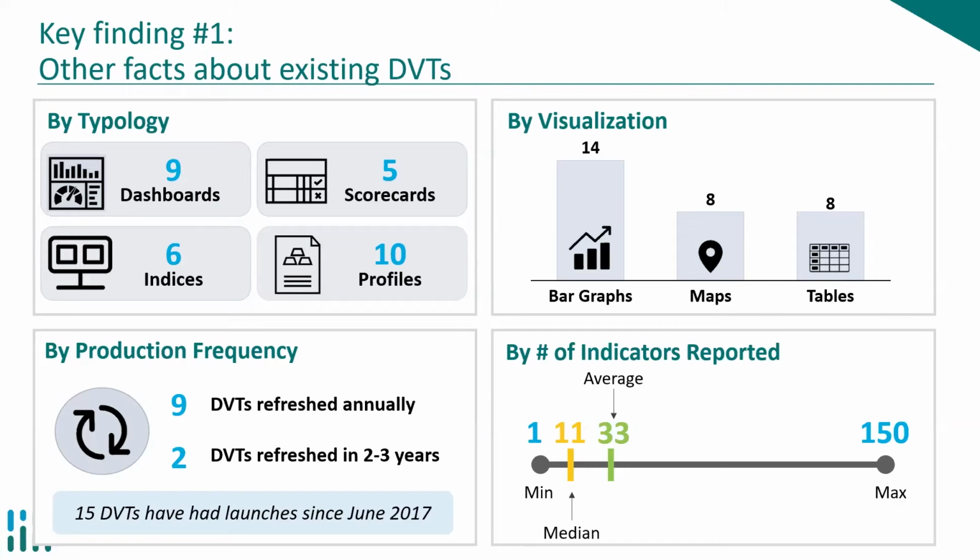by the tool. As an example, the WHO Target Tracker has a what-if tab in which you as the user can change the start date and the annual rate of reduction or increase towards their goal in order for countries to set their own targets. Some are refreshed annually and others less frequently. And lastly, the number of indicators reported varies significantly between these different tools, going from 1 to 150, with 33 being the average that we found in our review.